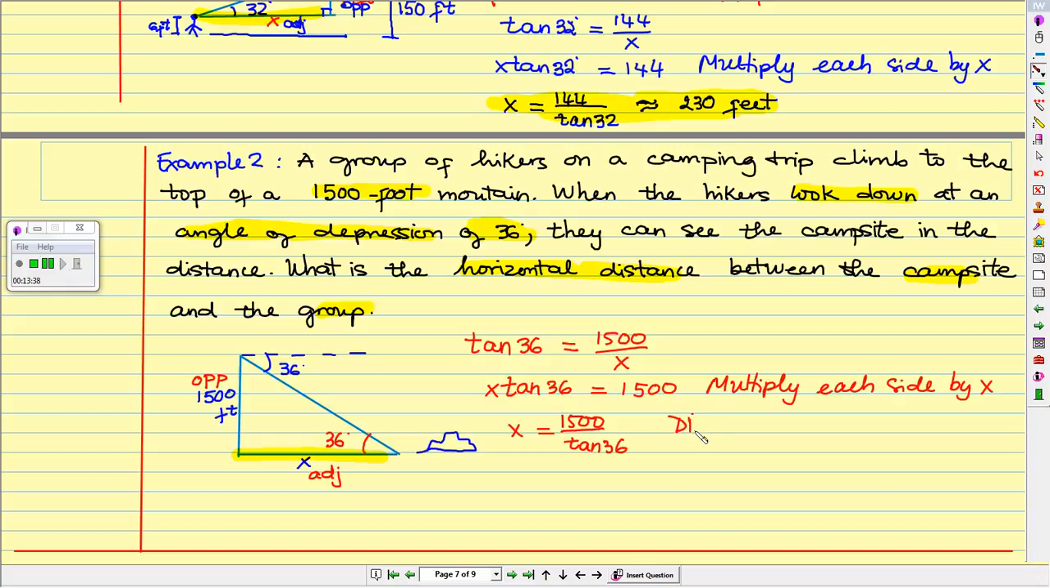I make a note here: divide each side by tangent of 36 degrees. Then x is about 2,065 feet. I'm going to highlight this, so this will be our answer.